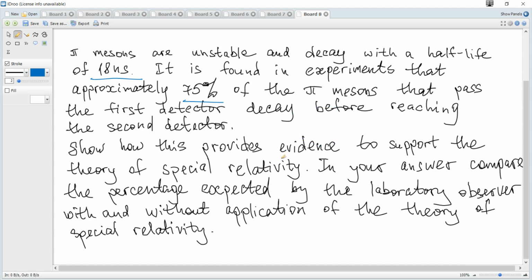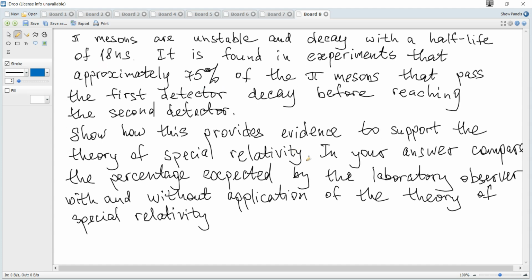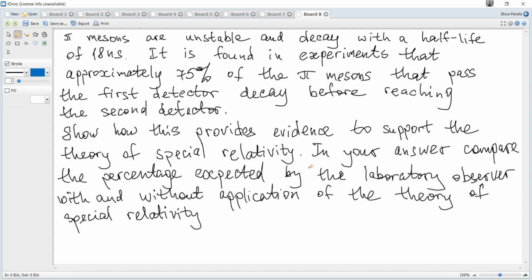Pi mesons are unstable and decay with a half-life of 80 nanoseconds. It is found in experiments that approximately 75% of the pi mesons that pass the first detector decay before reaching the second detector. Show how this provides evidence to support the theory of special relativity. In your answer, compare the percentage expected by the laboratory observer with and without application of the theory of special relativity.